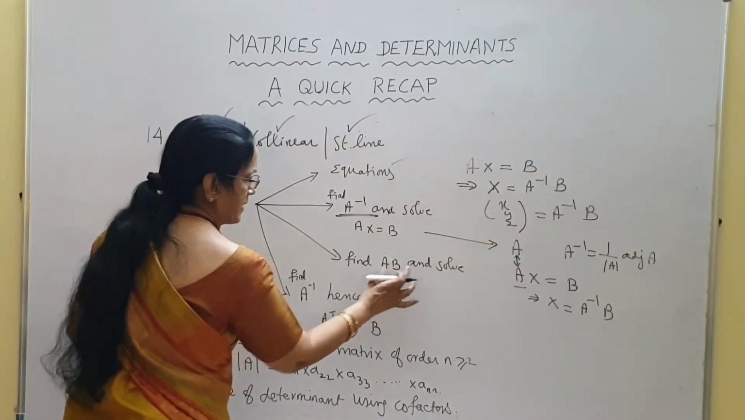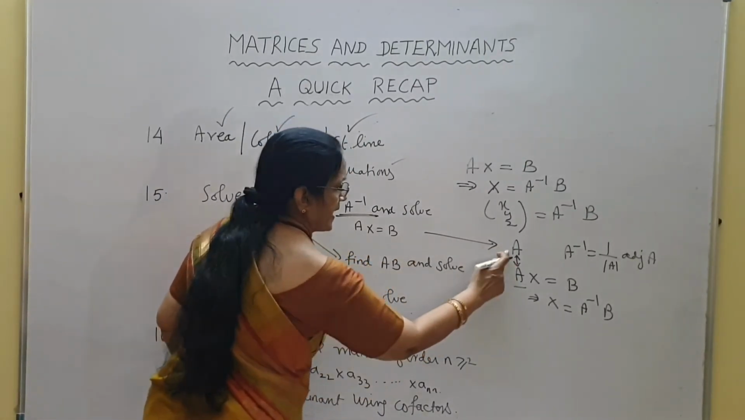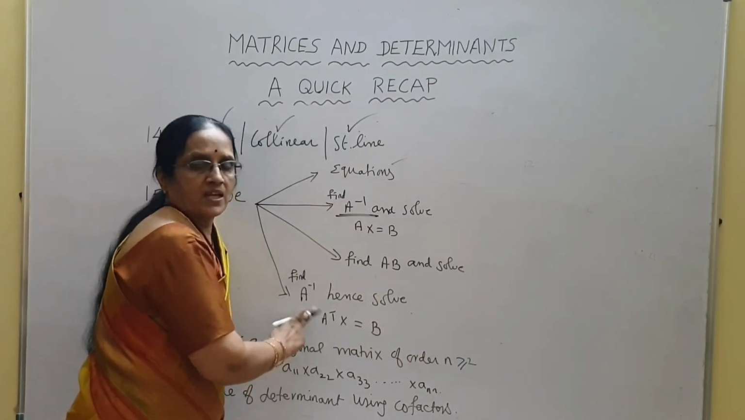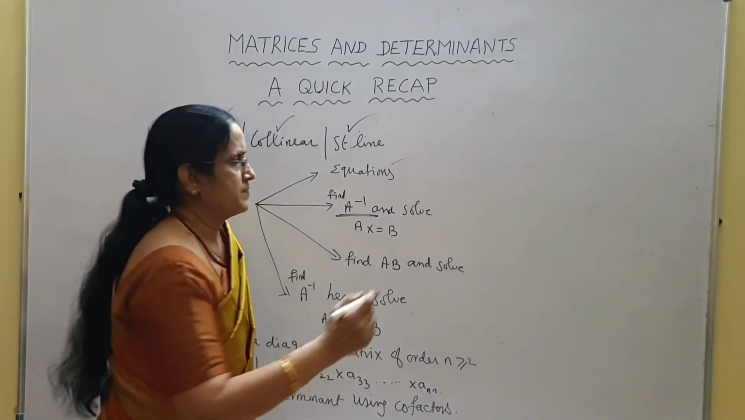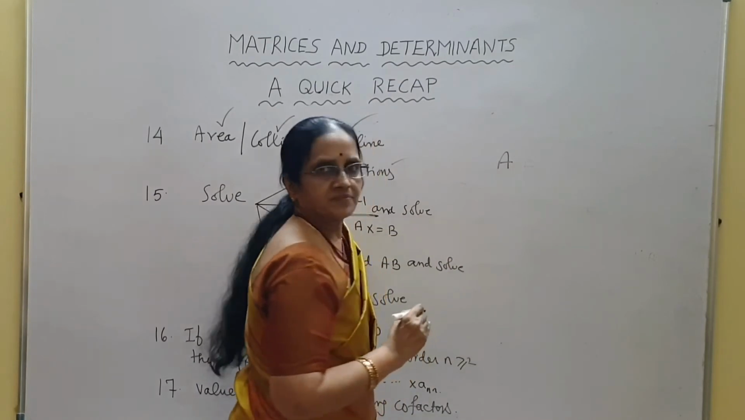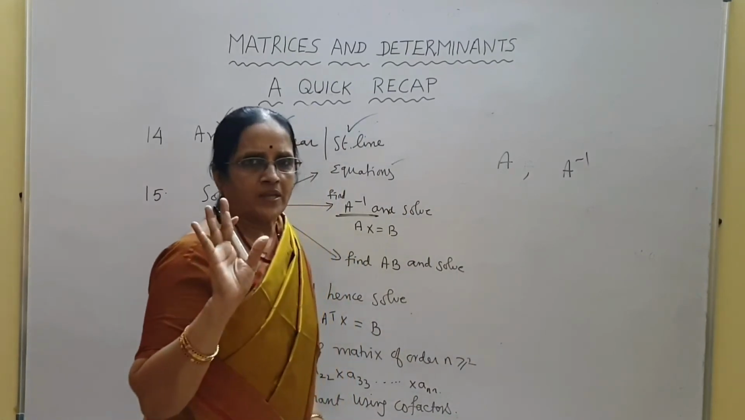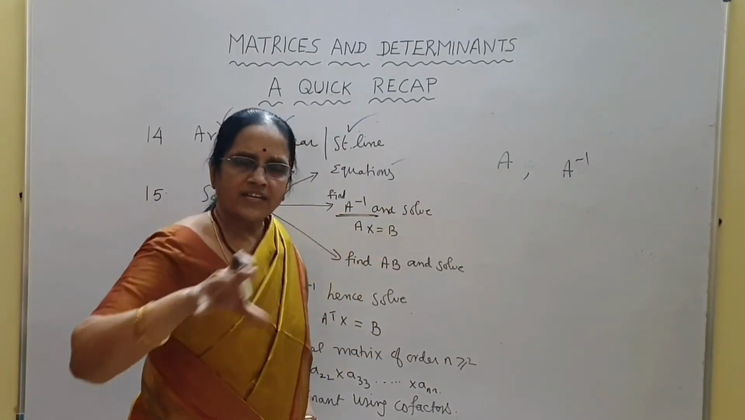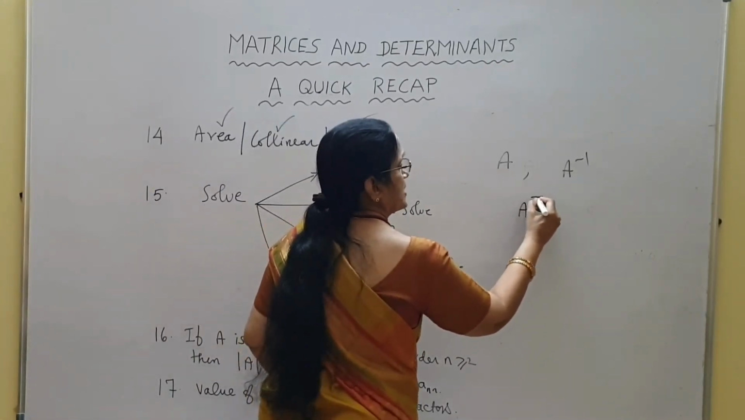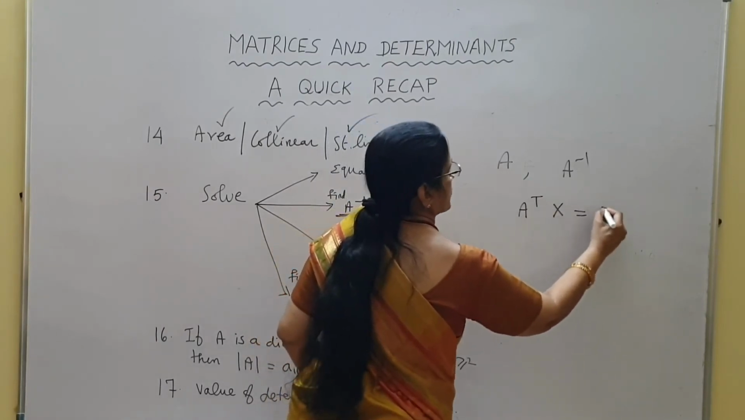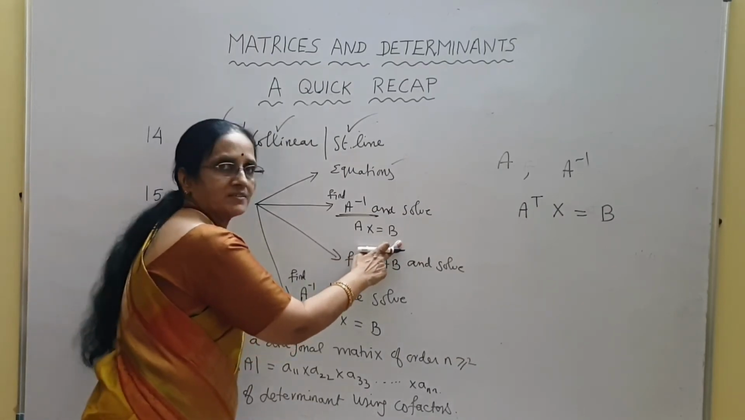Before I pass on to this type, let me explain this type here. Now, you will be given the matrix A. You need to find A inverse. Using that A inverse, you have to solve the system of linear equations. So, you will be given the matrix A. You know how to find out A inverse. Okay. Then, the given system of linear equations, put it in matrix form. You will be getting A transpose into X equal to B. Whereas here, you got Ax is equal to B.